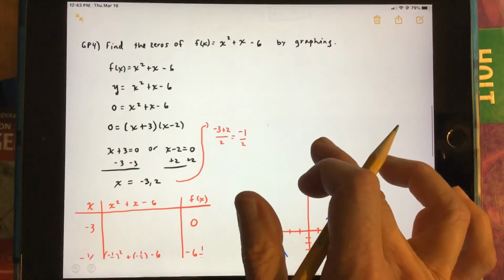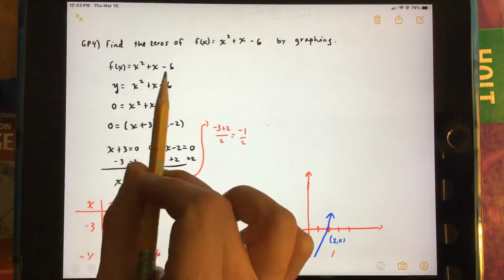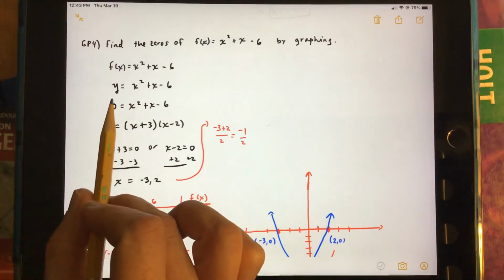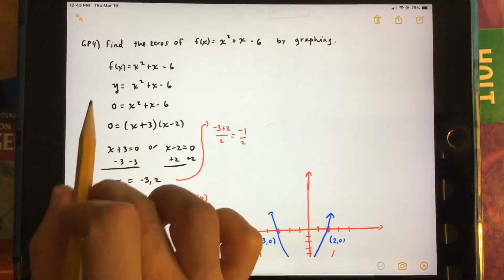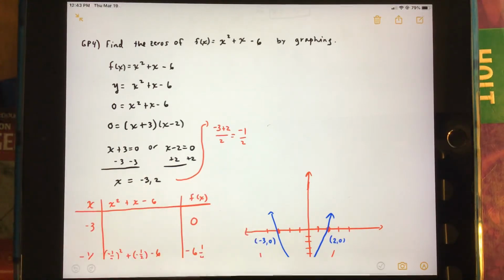We're going to do the same kind of problem on guided practice 4. We're going to find the zeros of f of x is equal to x squared plus x minus 6. We'll use graphing as our method to show those values. So we're starting here with rewriting this equation, replacing f of x with y, and then replacing y with 0 so we can find the zeros of the function.